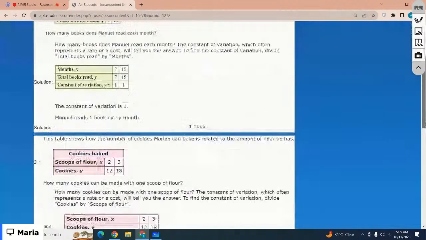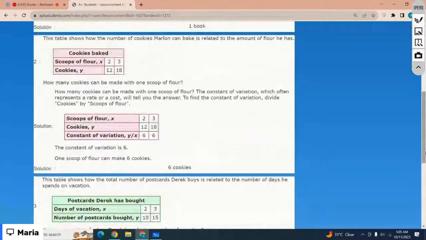Okay, the next example: this table shows how the number of cookies Marilyn can bake is related to the amount of flour she has. Okay, so for 2 scoops of flour the cookies made are 12. Then for 3 scoops of flour the cookies made are 18, right? So you need to find the constant of variation. So for the constant of variation, you need to do y over x. So 12 divided by 2 is 6 and 18 divided by 3 is 6. That means one scoop of flour can make 6 cookies. Got it?